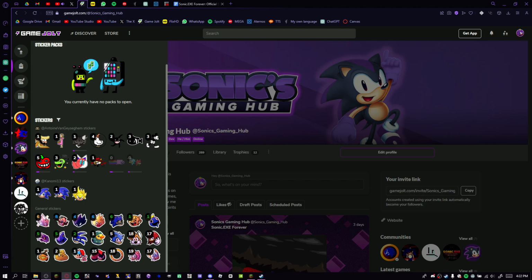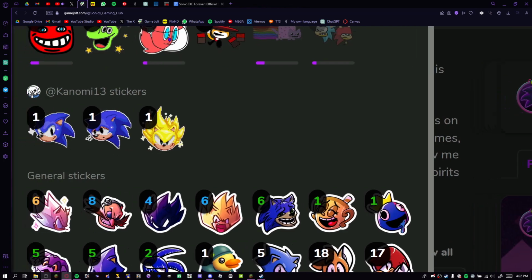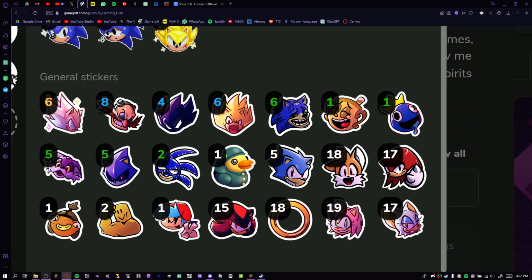Also, if you're wondering what these stickers are, you should probably get them. His name is Konomi 13. They got some amazing sprite style stickers that, no, I already have some. Anyways, let's look at the stickers that we have.